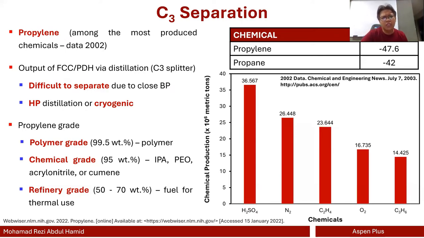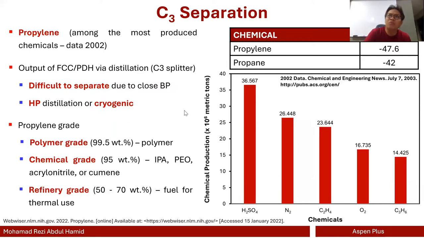And in the industry, they are separated either using high pressure distillation. When you use high pressure distillation, you can raise the condensation temperature, the boiling point temperature, to perhaps room temperature, so that you can use cooling water as your cooling utility to condense the propylene. Or you can use a relatively low pressure distillation, but under cryogenic conditions. Cryogenic here means a low temperature condition.